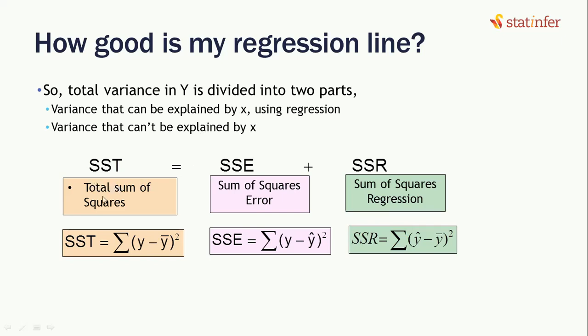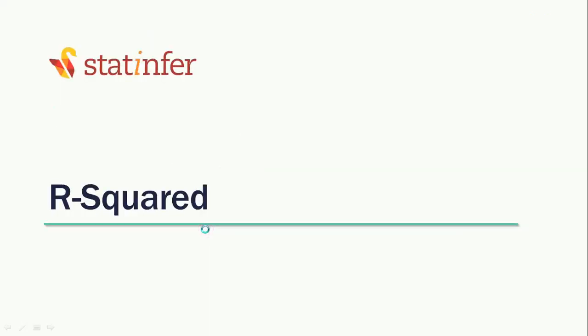We have SST, the total sum of squares, equal to SSE plus SSR. So for my line to be good, what I need is SSE to be very low and SSR to be very high. SST we cannot work on, we cannot do anything about it because it has to stay the same, but we can increase the SSR. That means we need to decrease the value of SSE, and we will see how we can do it using R square in our next video.